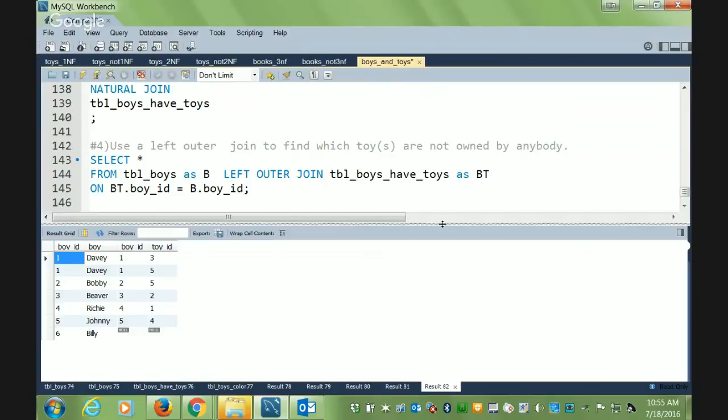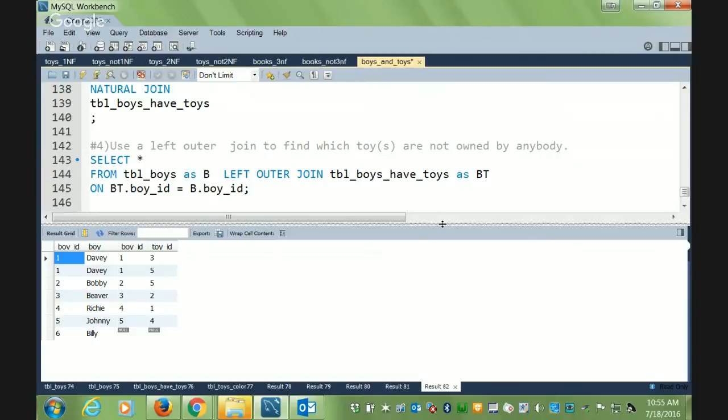So pick up the boys table and let it say hello to the boys have toys table. If you can find a partner, good. 1 finds a partner, 1 finds a partner again, 2 finds a partner, 3 finds a partner, 4 finds a partner, 5 finds a partner. 6 doesn't have a partner. What happens to the fields of the other table? None. Right? Now, if I only display those records in which the boy ID is null in the second table, I have my answer. You see what I was trying to do?